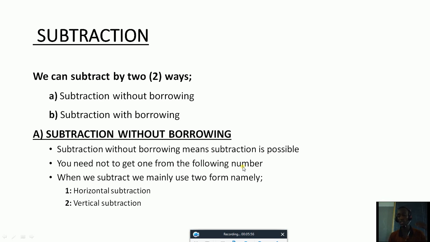Without borrowing, it means we do not need to add any value to make the subtraction possible. When we subtract, we mainly use 2 forms: horizontal subtraction and vertical subtraction. It's like what we did in addition of numbers. We add horizontally and also vertically. Even here in subtraction, we subtract numbers horizontally and also vertically.